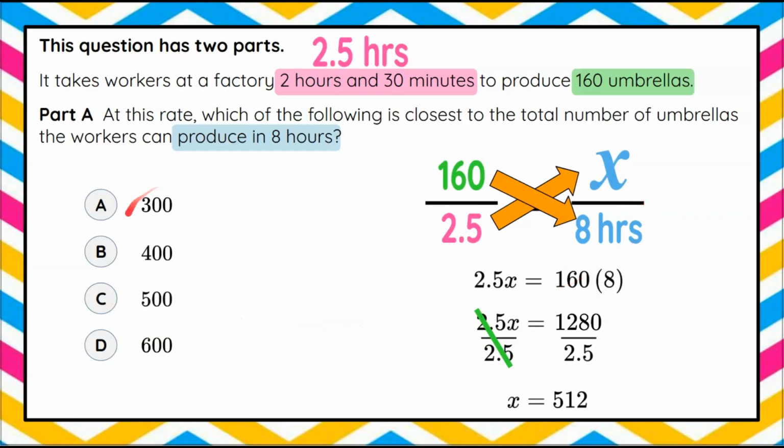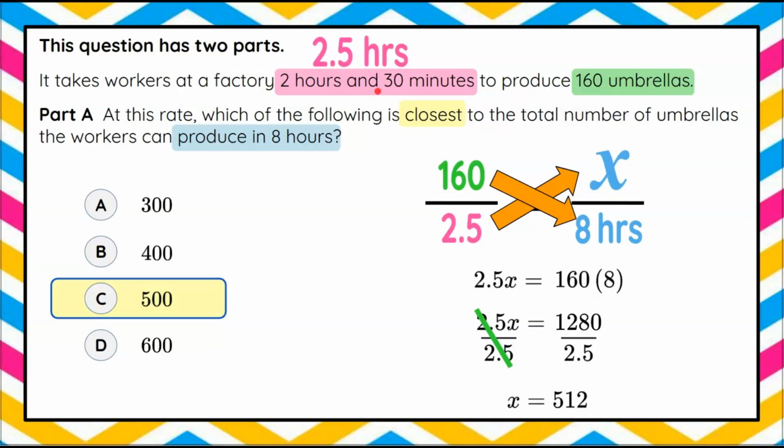I can see that none of these answer choices are 512. But going back to the question, they said which one is the closest. So the closest to 512 is 500. So approximately 500 umbrellas can be made in 8 hours if 160 were made in 2.5, and it's a constant rate.